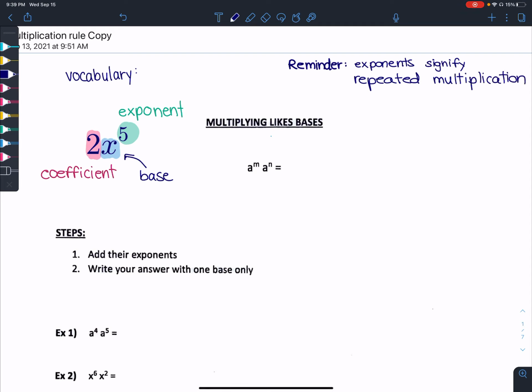So if we have 2 to the power of 3, that means we are doing 2 times 2 times 2. If we have x to the power of 4, it means we're doing x times x times x times x. Okay, so that is the difference between an exponent and a coefficient, which represents a multiplication, which is repeated addition.